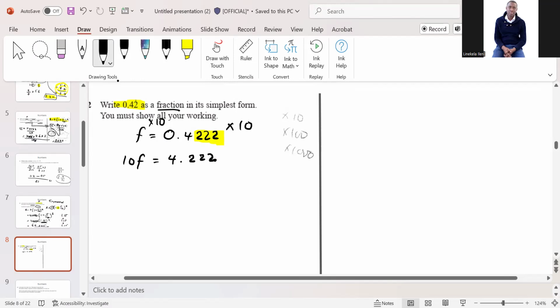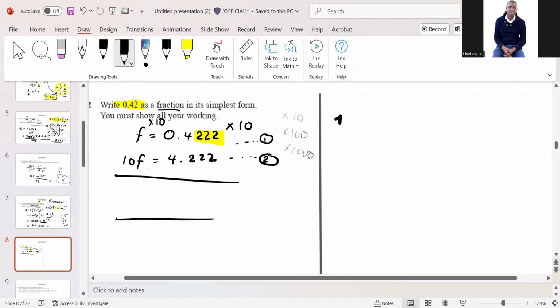Now, I have my equation 1 initially, and I've got my equation 2. Here's the problem now. For me to actually solve this, there are basically 3 steps. The first part is apply the multiplier. After the multiplier, you need to do what we call subtract.